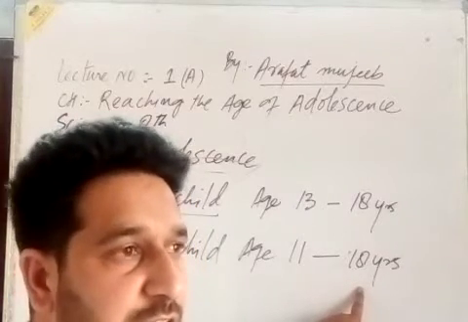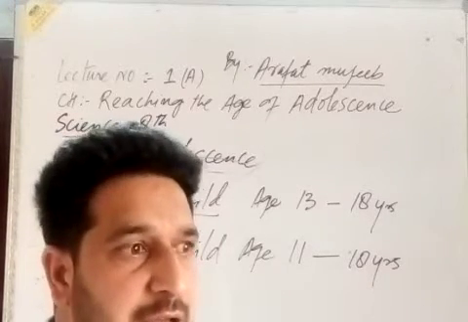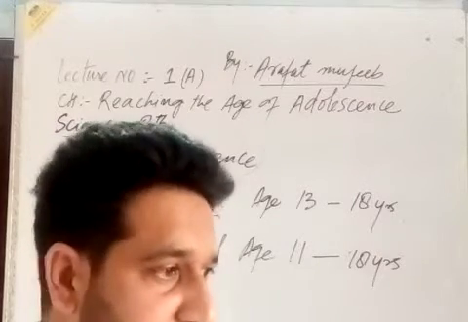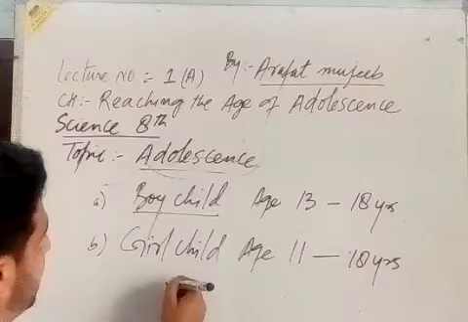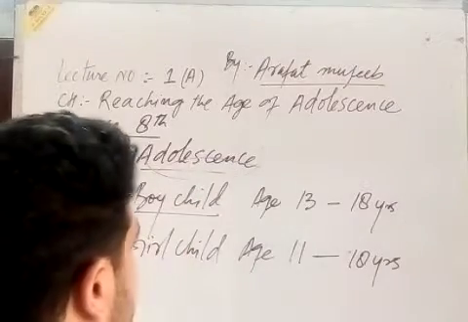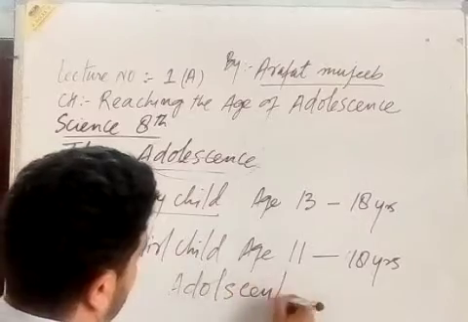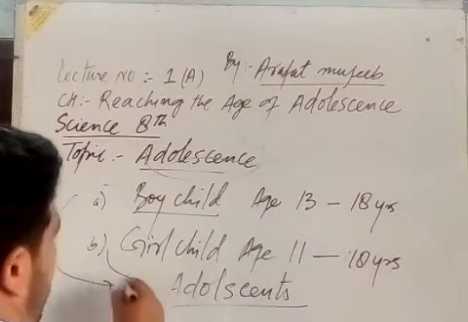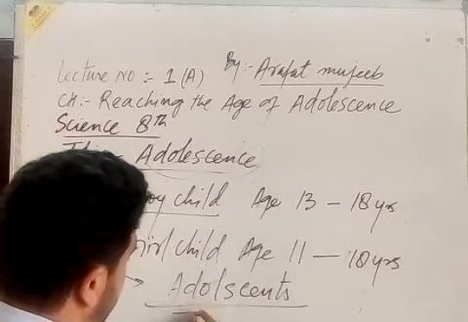Once a boy child or girl child attains sexual maturity, then they have the capability to reproduce their own young ones. Then both boy child and girl child having undergone this process are known as adolescents. उनको कहते हैं adolescents. So both boy child and girl child are known as adolescents. Sometimes this word is named as teenagers.